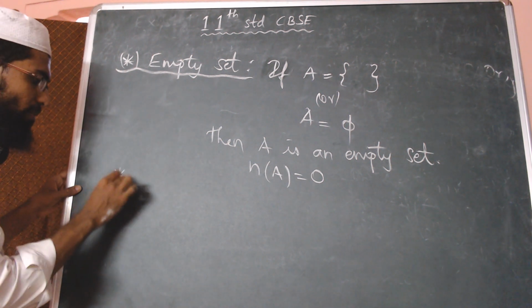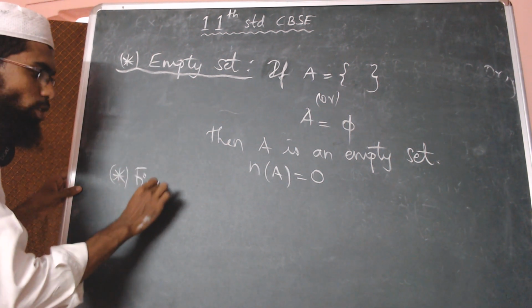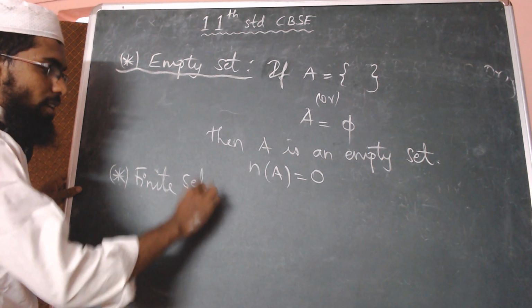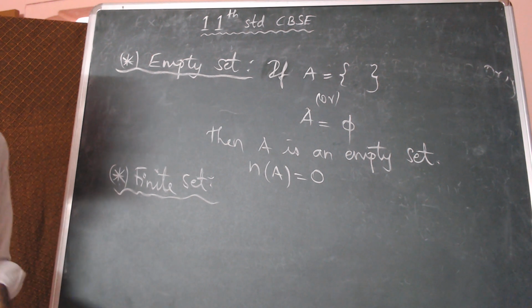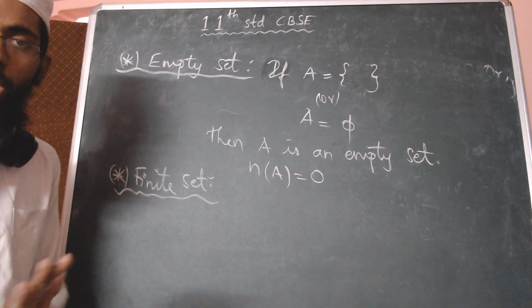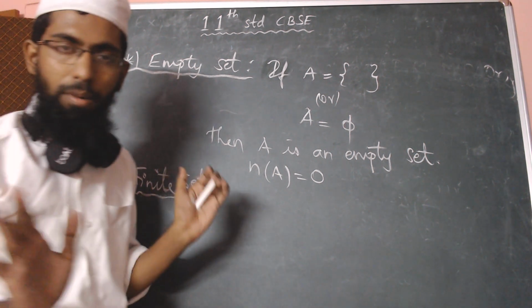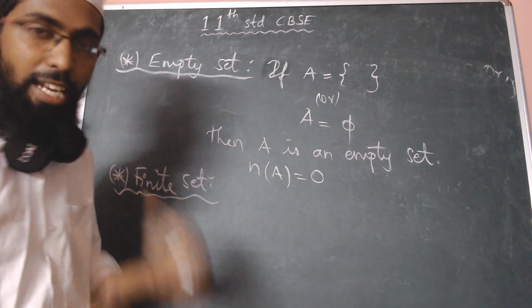Now the next concept is finite set. This is also related to the cardinality of the set only. A set is said to be a finite set if the number of elements in the set is a definite number.